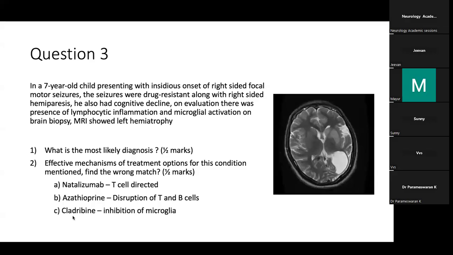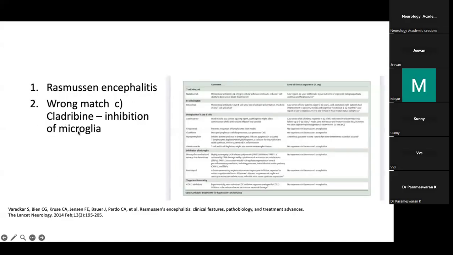And the second question was, there were a few options mentioned, and you had to find out the wrong match. The answer for the question is C, cladribine, because this is based on a paper which was published by Vedantam and CG Bien. They have given a table in which the mechanism of action of different drugs has been mentioned. And cladribine actually acts by disruption of T and B cells and not by inhibition of microglia.